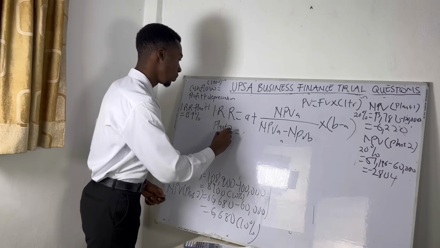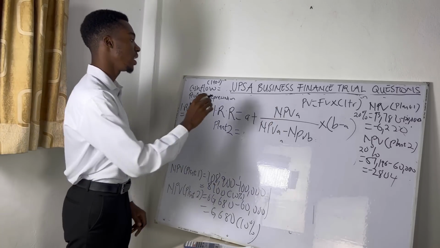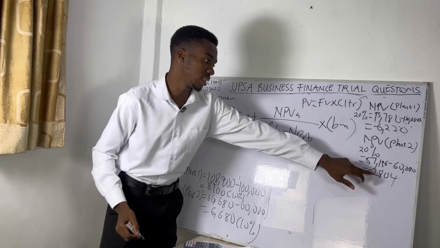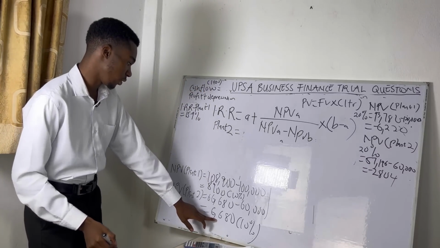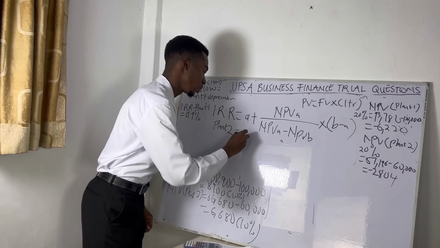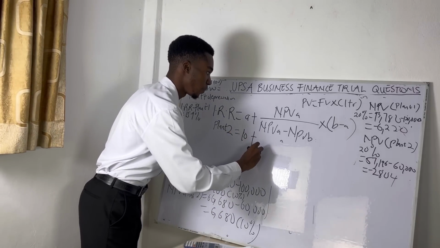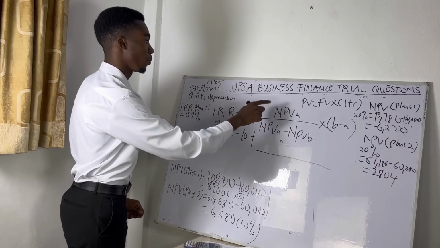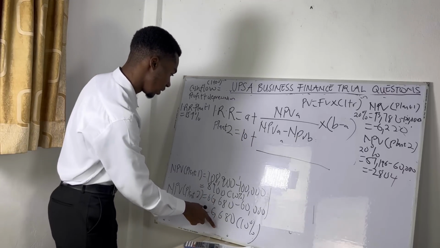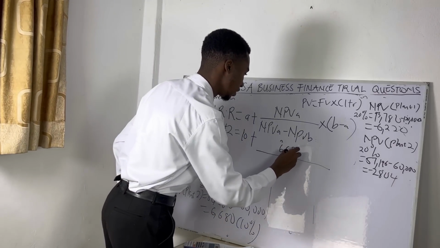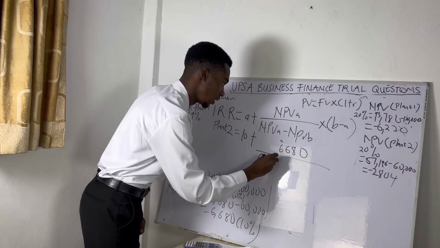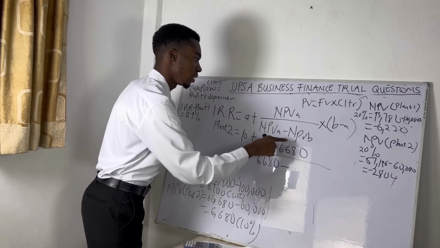Now let's do plant 2. For plant 2, you're going to use the same formula, and A is the rate that gives you the positive value. So for plant 2 as well, this is the negative value and this is the positive value. The rate that gave us the positive was 10%, so A is also going to be 10 here. Then plus the positive NPV, which is NPVA. The positive NPV was 6,680, over the NPVA again, so 6,680 minus the NPVB.